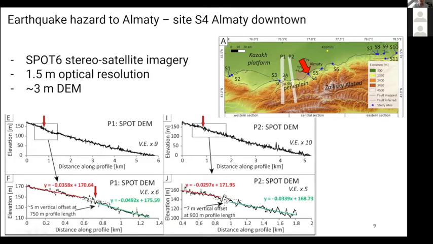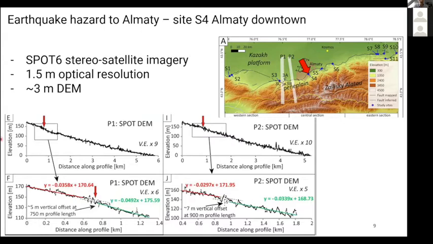And what we did is we bought stereo satellite imagery. In this case, we went for the Spot 6 satellite. These images have an optical resolution of 1.5 meters. And if you have stereo satellite data looking at the same spot from different angles, you can produce a digital elevation model with a resolution of around 3 meters. And this is cool because the wide roads in Almaty are really big. They're like 30 meters wide or so. So with 3-meter resolution data, we could really map out the fault scarp following the roads. And that's what we did.